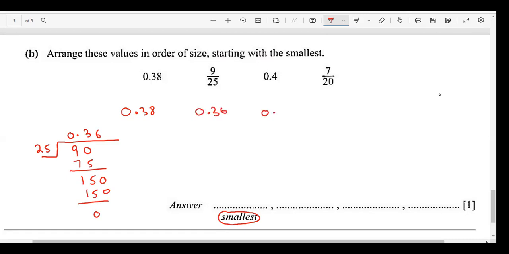Then this one is 0.4. And similarly, you can again use the long division method to convert 7 divided by 20 to decimal, and it would be 0.35. Now the smallest number is 0.35. It's 1. Then the second smallest is 0.36. It's 2. Then it's 0.38, and then it's 0.4.